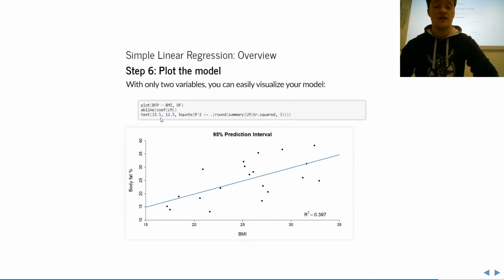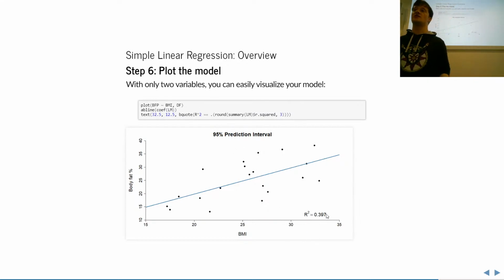Then I've added a text here. You don't have to know this by heart, of course, but this just shows you how you can get nice scientific notation in R. This is what the R squared is, because that's nice as a little extra to show, okay, this is the line, and it explains 40% of the variance in body fat percentage.